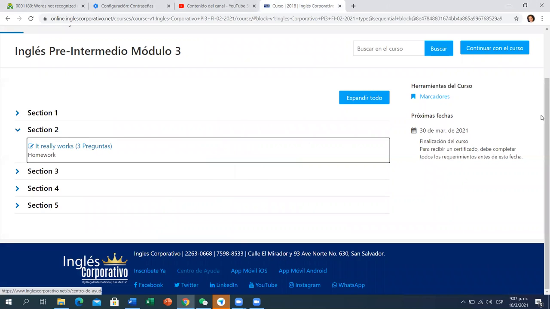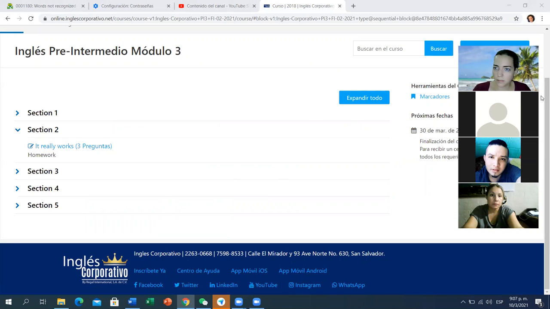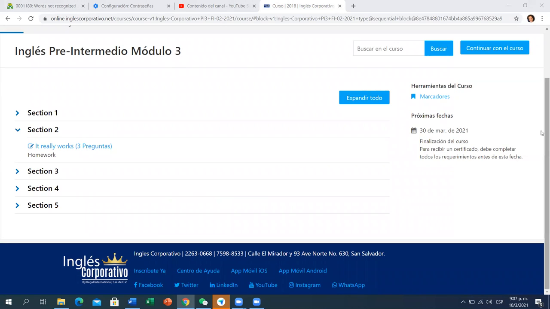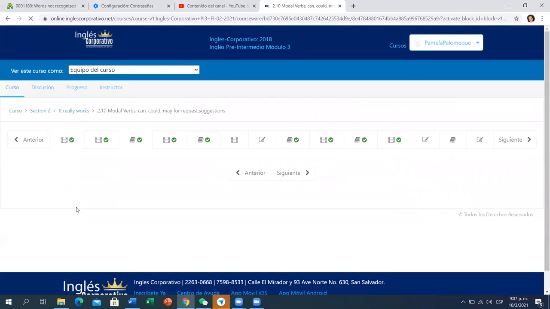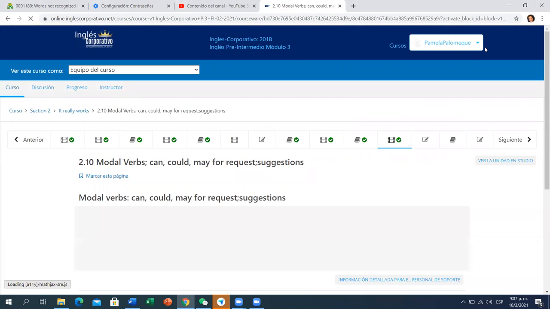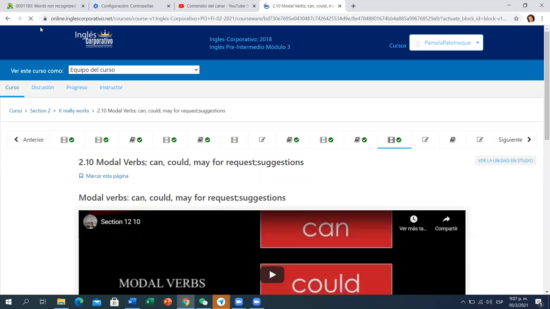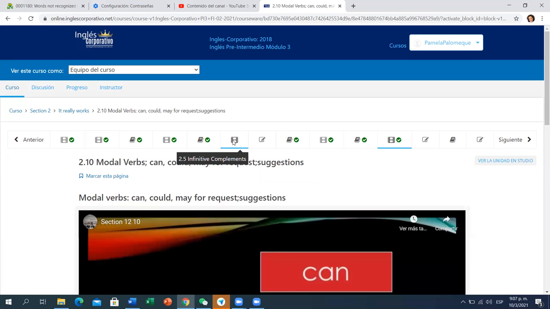Okay, chicos, there you go. ¿Se recuerdan lo que estuvimos viendo ayer? ¿Quién se recuerda más o menos? Use can and should. Excellent, very good. Uses of can and should. Excellent, very good. Now.